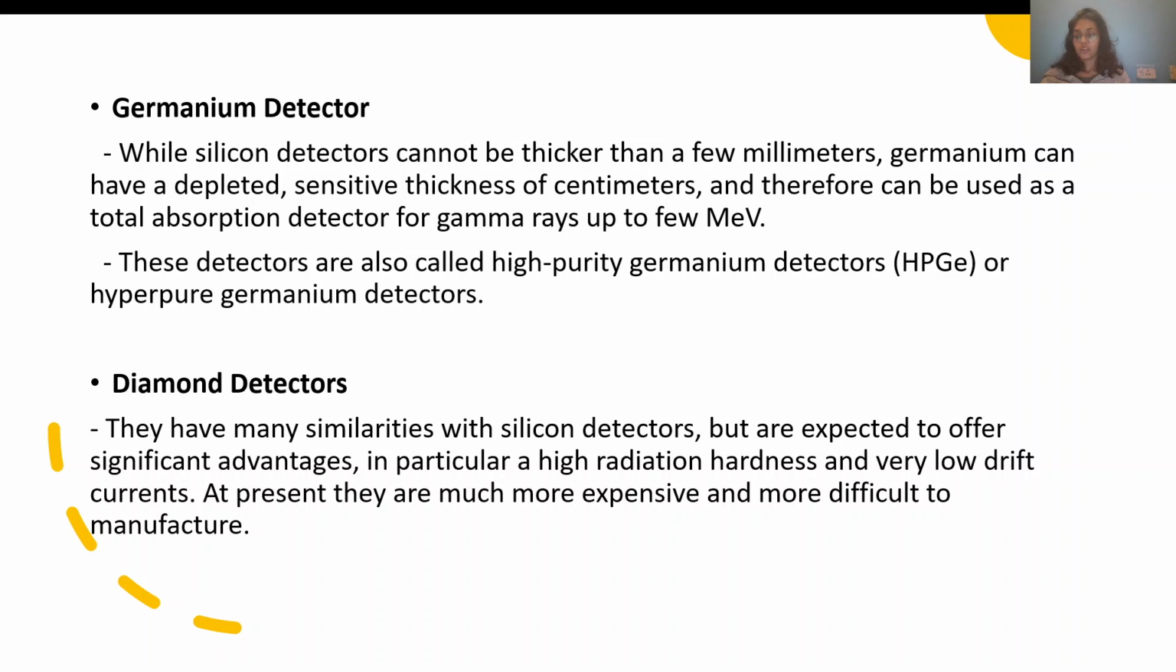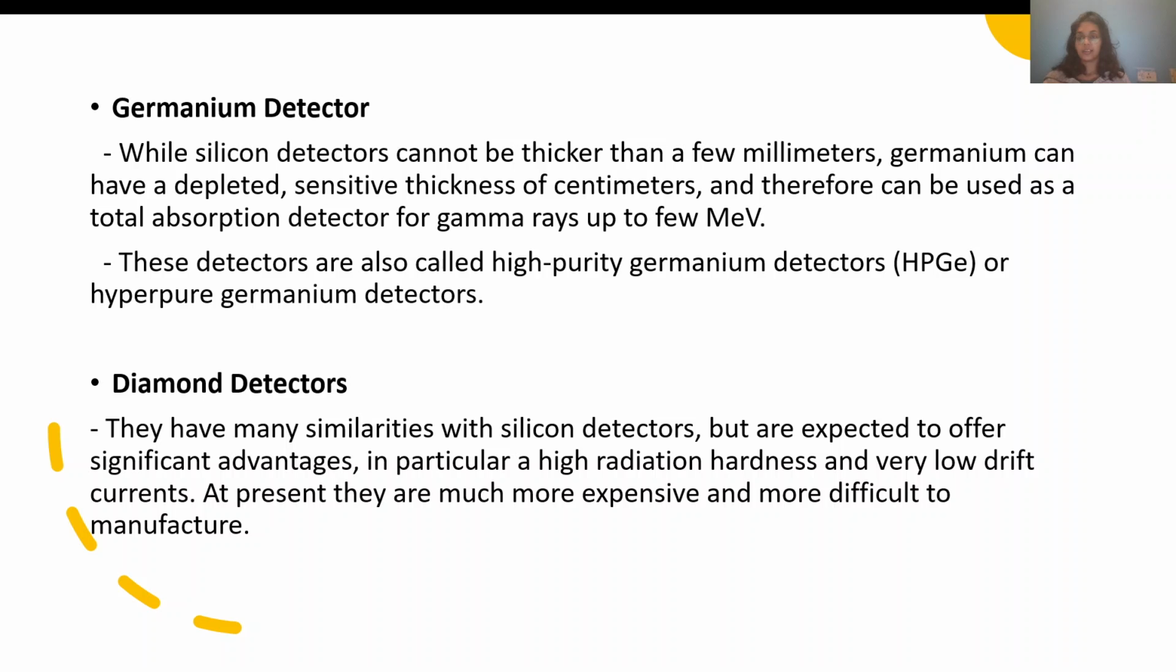These detectors are also high purity germanium detectors, HPGe, or hyper pure germanium detectors. Before current purification techniques were refined, germanium crystals could not be produced with purity sufficient to enable their use as spectroscopy detectors.